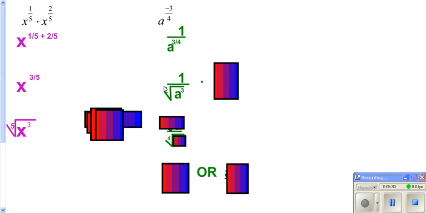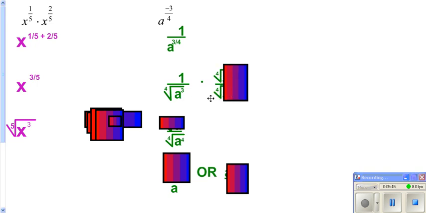Well, we don't want to leave this root in the bottom. We want to try to get just a normal a, but to get that, we know we have to have a fourth root of an a to the fourth power, because you know your fourth root undoes your fourth power. So you got to think, okay, I'm going to have a fourth root top and bottom, an a cubed times what gives me an a to the fourth, which is just an a to the first. So I have the fourth root of a to the first in the top and the bottom.